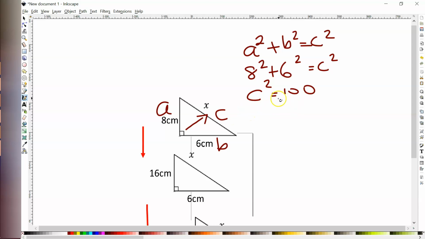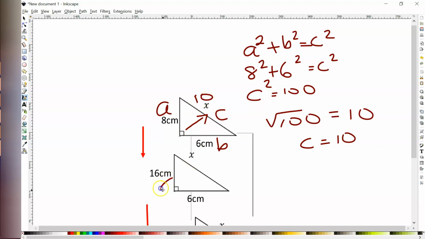If you think about this, it's a number times by a number equals 100. Square root that, and C equals 10. So in this case, X is 10.